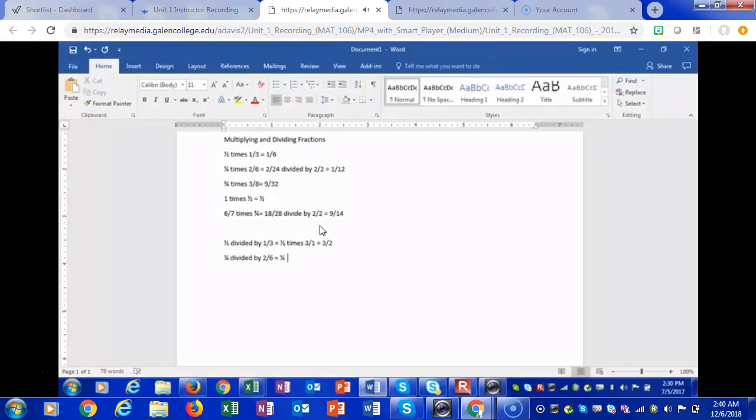Bring down 1/4. Change the sign in the middle. Flip the second fraction. 1/4 times 6 over 2. 1 times 6 is 6. 4 times 2 is 8. 6 divided by 8, if you divide by 2 over 2, you get 3 over 4 in reduction. Okay?